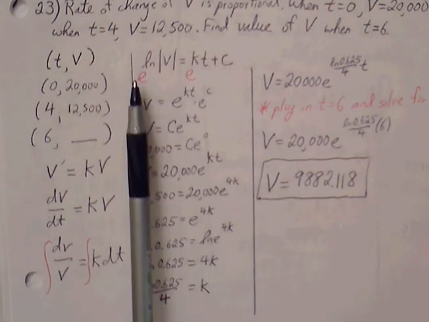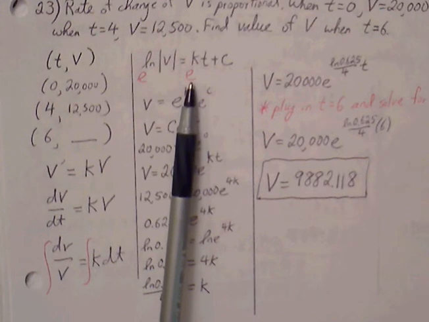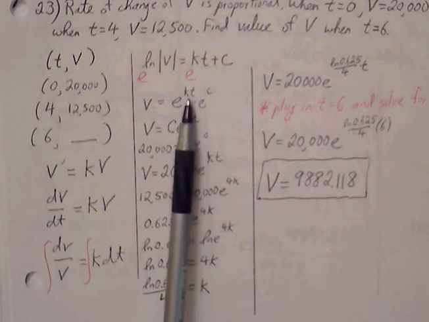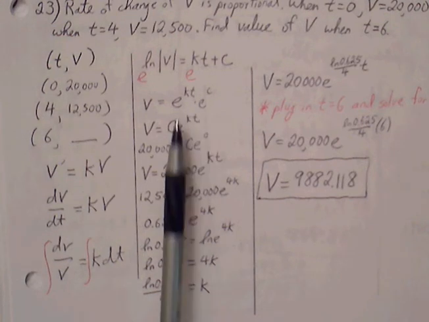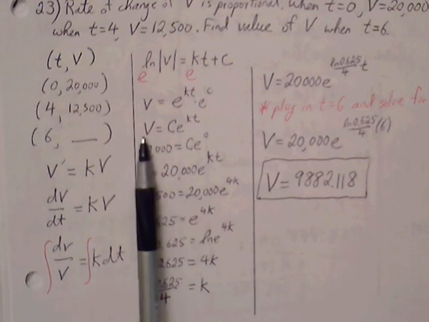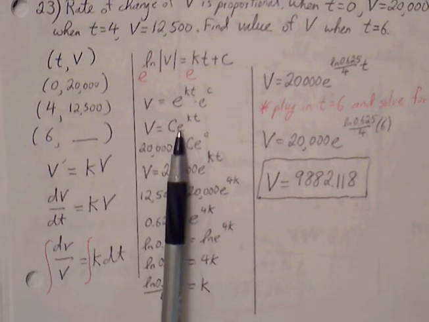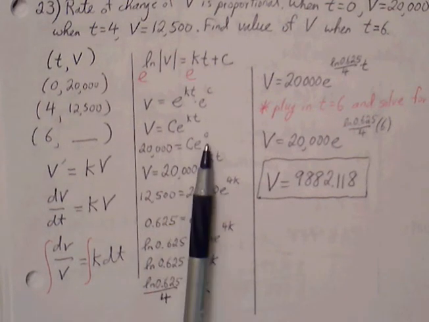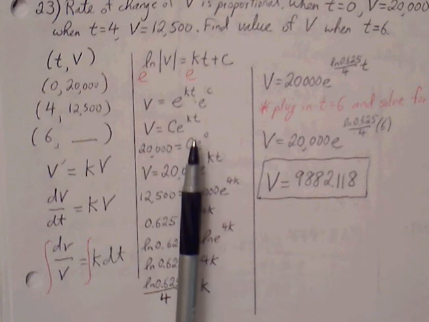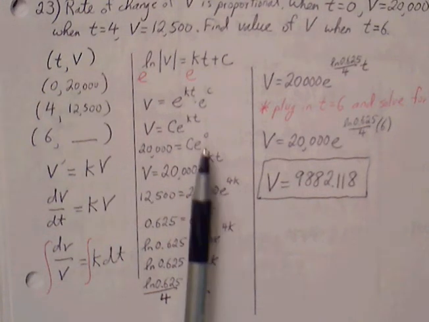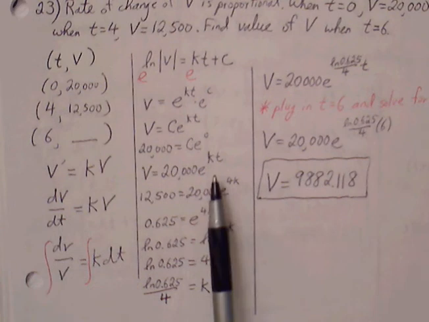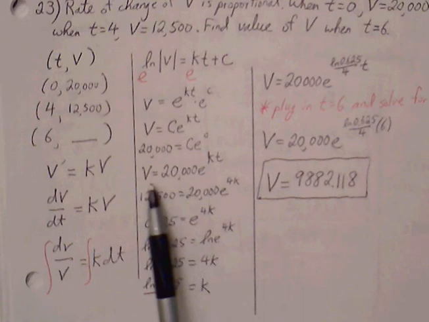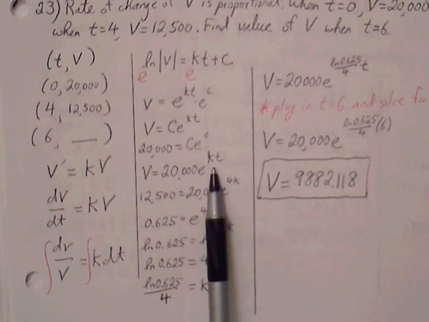We can exponentiate both sides first, and the left side becomes v. The right side is e to the kt times e to the c. Pull the c in front. Now we can start finding our missing variables one at a time. 20,000 goes in for v, 0 goes in for t, so we get k times 0, which is going to be 0. And then e to the 0 is simply 1, so c is simply equal to 20,000. So v is equal to 20,000 e to the kt.